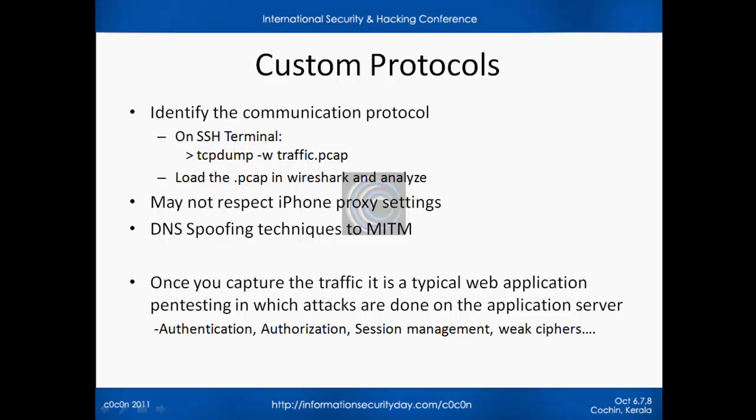When applications are using custom protocols, you can use DNS spoofing attacks to perform man in the middle and capture the traffic. Apart from this, it would be possible to write applications which do not give respect to iPhone proxy settings. In that case, even if it is HTTP or HTTPS, you may fail to capture traffic with regular proxy settings. So in that case, use DNS spoofing attacks to perform a man in the middle attack and capture the traffic.